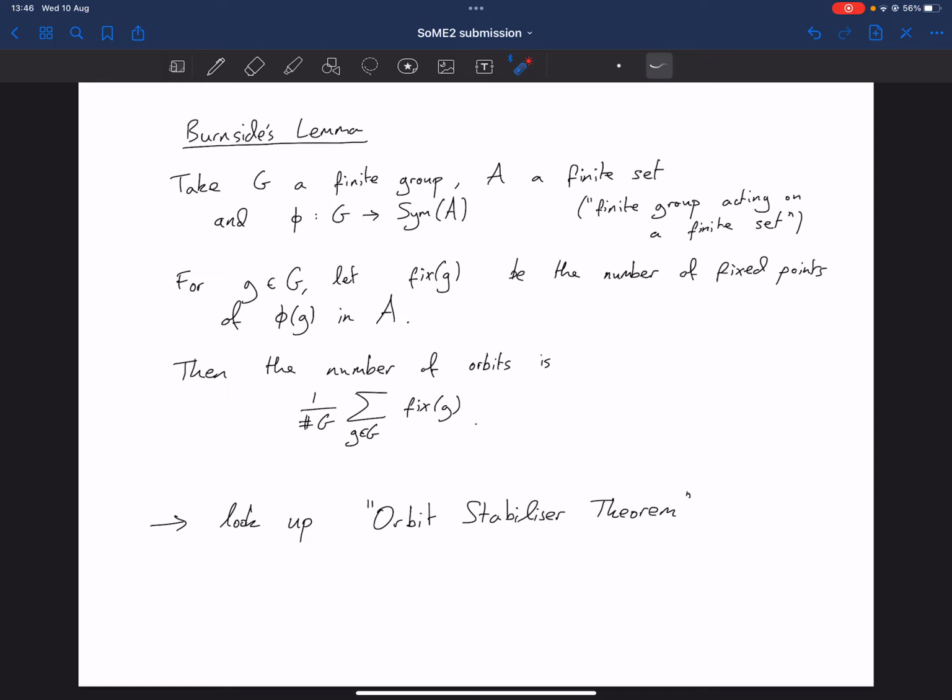It just means you can have 2 elements of G that correspond to the same permutation, which couldn't happen in our previous setup. So again, we can write fix of G to be the number of fixed points, and then we have a formula which looks exactly the same for the number of orbits under this group action.